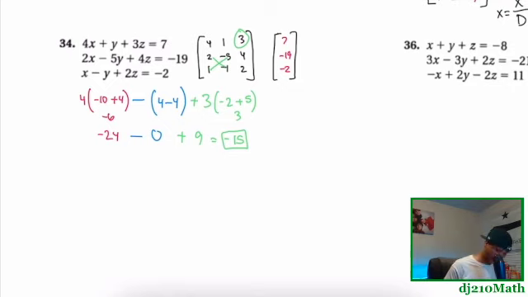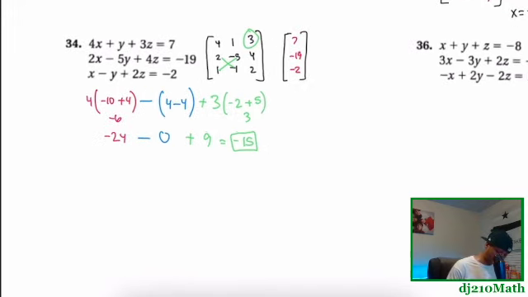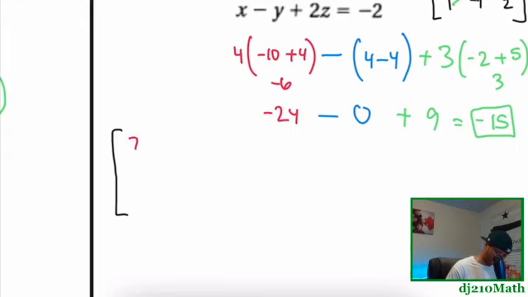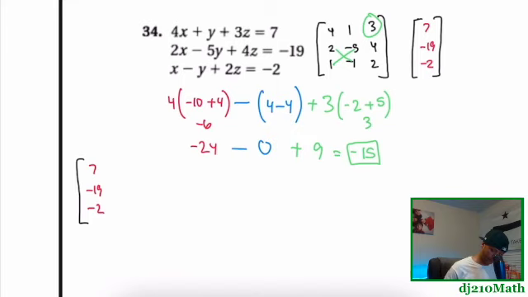So now I'm swapping out X. So I'm going to get my matrix set up. Swapping out X, this is going to be 7, negative 19, negative 2. Then all the originals, 1, negative 5, negative 1, 3, 4, 2. Okay. 7 times.